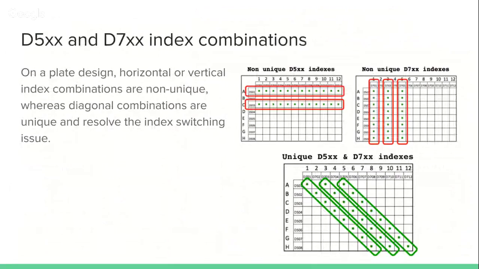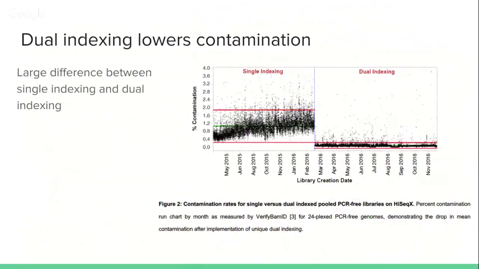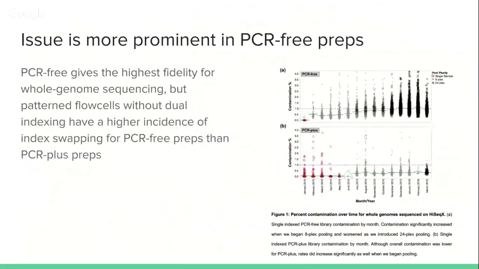So the dual indexing basically got rid of this problem, and even though it was a problem for a short period of time that people noted in their experiments, there is now a very good solution to get rid of this issue. It lowers the contamination. It allows you to do the sequencing runs without any misassignment of the samples. And the issue was more prominent with PCR-free preps, but if you manage to get rid of the issue of index swapping and still use PCR-free, then you get very high quality data at the multiplexing rate that you want.